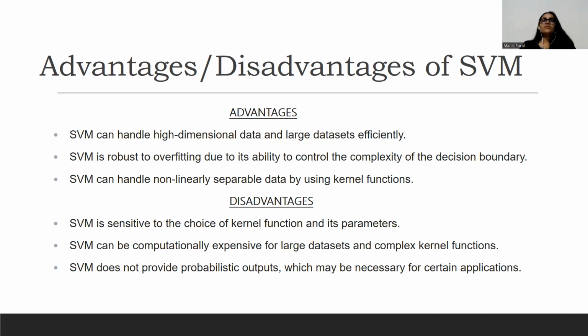And some of the disadvantages of using support vector machine are: SVM is sensitive to the choice of kernel functions and its parameters. SVM can be computationally expensive for larger data sets and complex kernel functions. SVM does not provide probabilistic outputs, which may be necessary for certain applications.